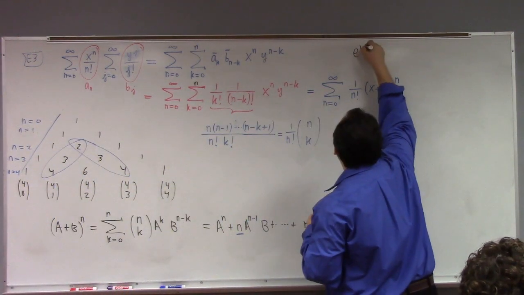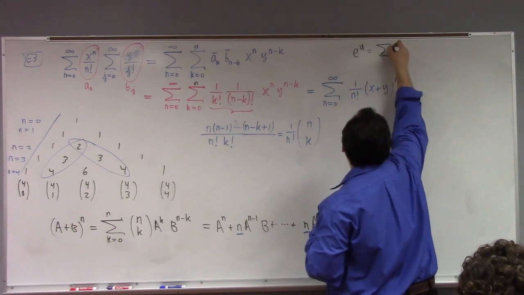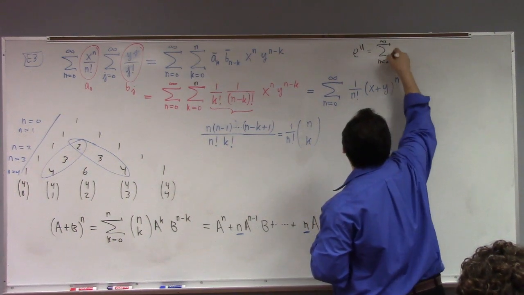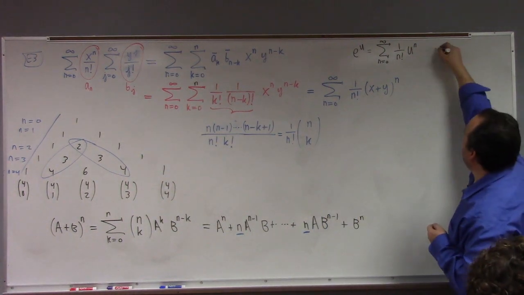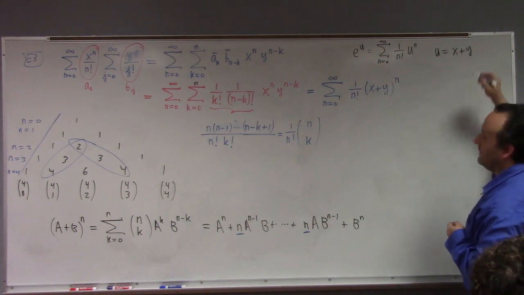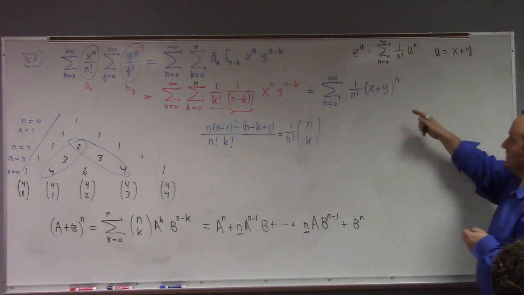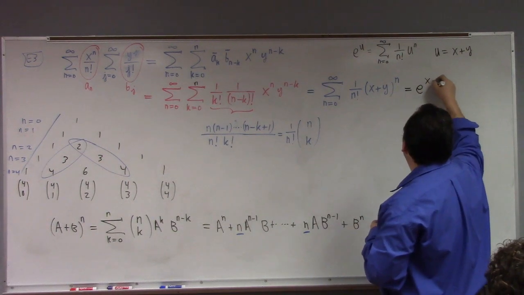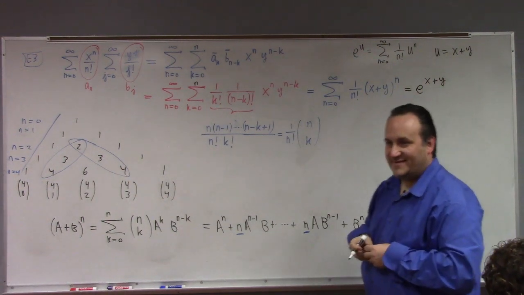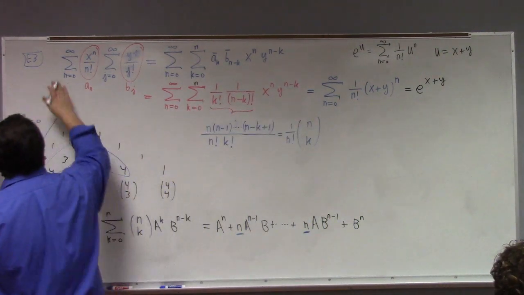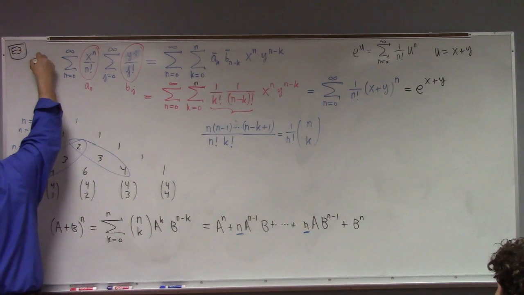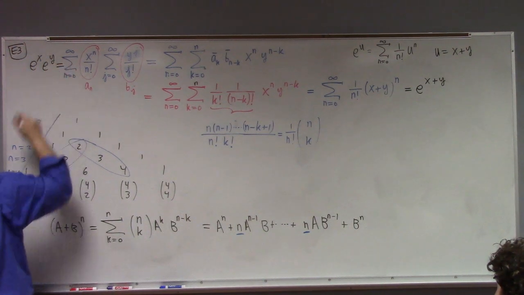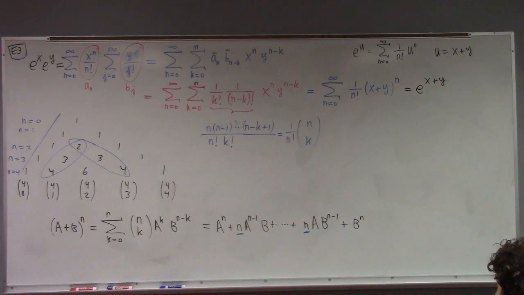Remember, we have e to the u is what? The sum n equals 0 to infinity, 1 over n factorial, u to the power n, right? So let u equal x plus y. This is e to the x plus y. Why is that? Well, it's not surprising, is it? Because if you understand my ways, you should realize this is nothing more than e to the x times e to the y. And what you're looking at is a proof of the law of exponents using power series.